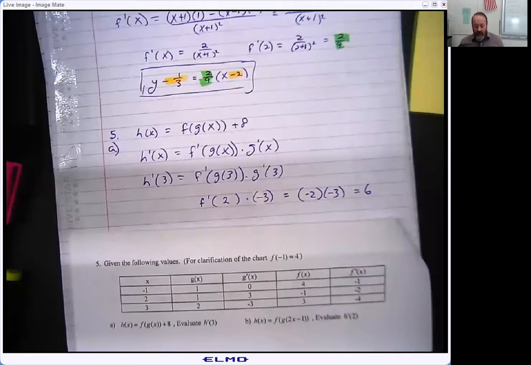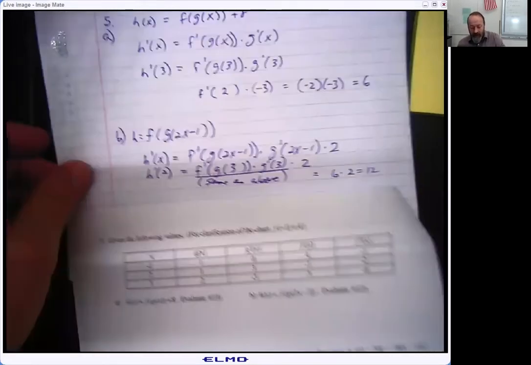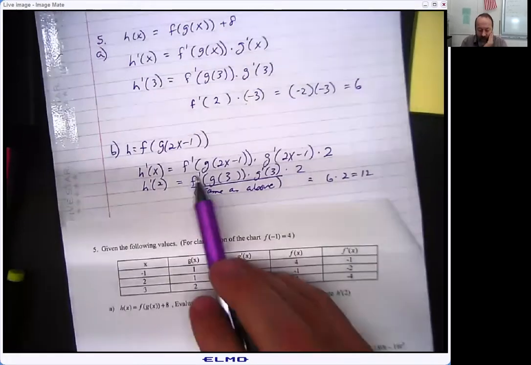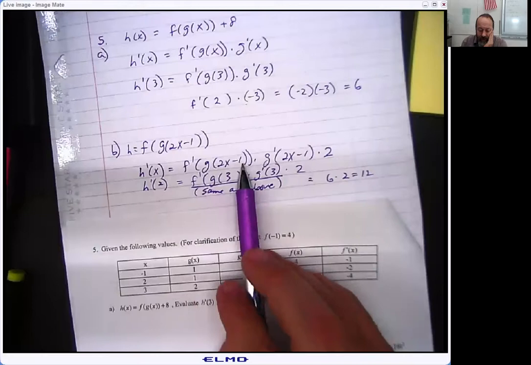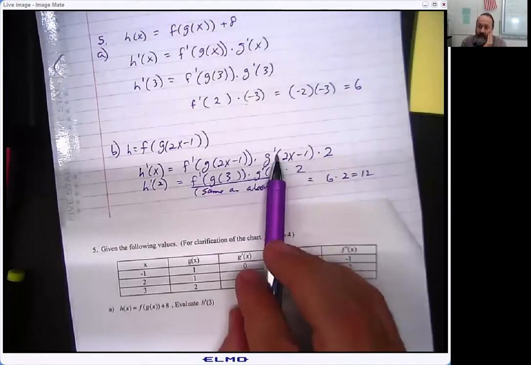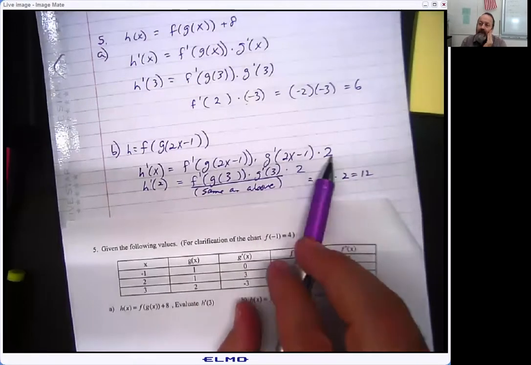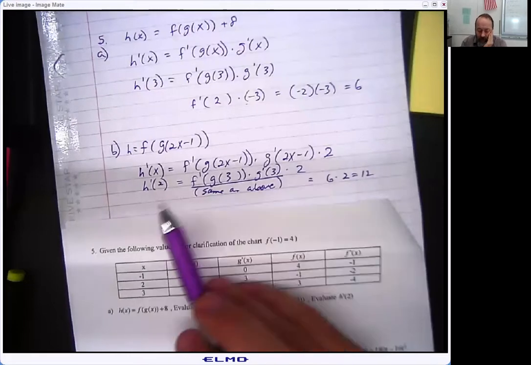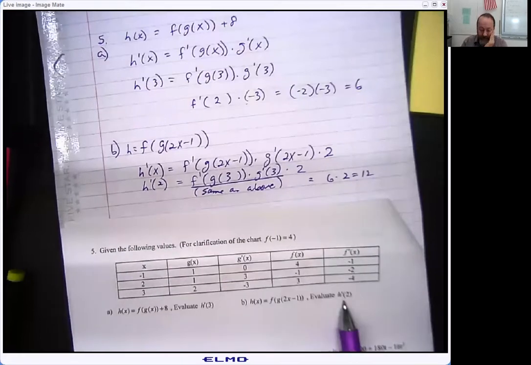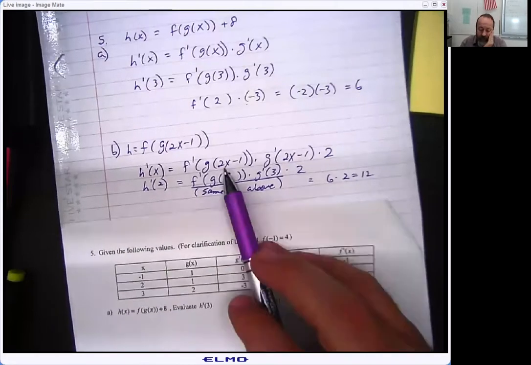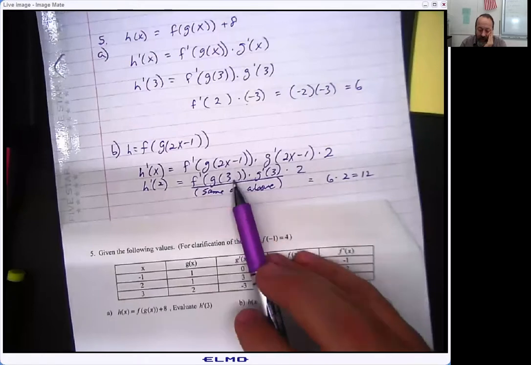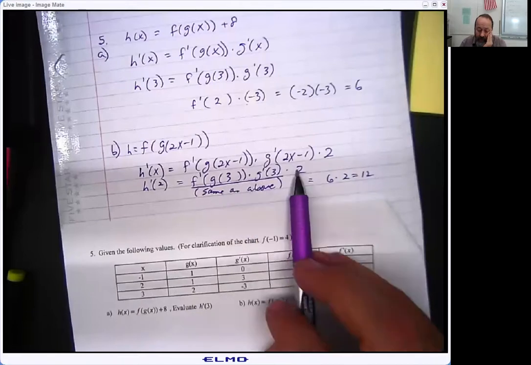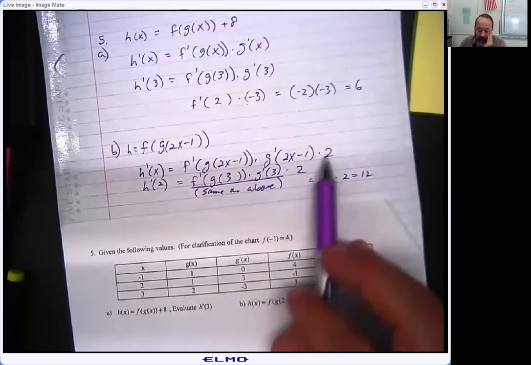Now in a similar way, for part B, a quick chain rule is going to be the derivative of the outside, leaving the inside alone, times the derivative of the inside, which is g prime of it, but then I still have to take the derivative of this inside piece, which is 2. Now, of course, if I plug in 2, which is what it asks me to do, 2 times 2 is 4 minus 1 is 3. So I'm really doing g of 3, g prime of 3, and then I'm going to multiply by 2 from that chain rule over here.